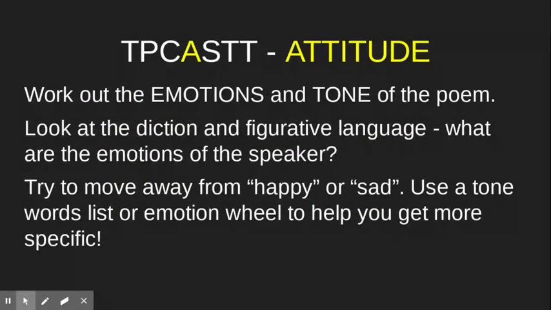Step 4, A for attitude. Now is the time to work out the emotions and tone of the poem. Look at the diction and figurative language. What are the emotions of the speaker? Try to move away from happy or sad. Use a tone words list or emotion wheel to help you get more specific.